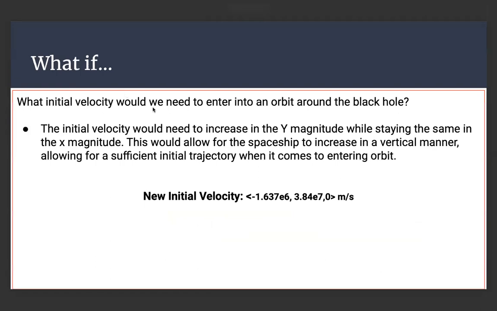So what initial velocity would we need to enter into an orbit around the actual black hole? The initial velocity, I found, would need to increase in the y magnitude while staying the same or decreasing in the x magnitude. This would allow for the spaceship to increase in a vertical manner, allowing for a sufficient initial trajectory when it comes to entering the orbit. And I found this new initial velocity value to be this.